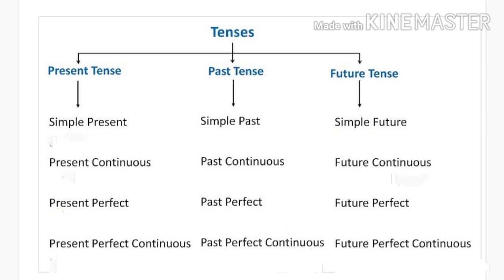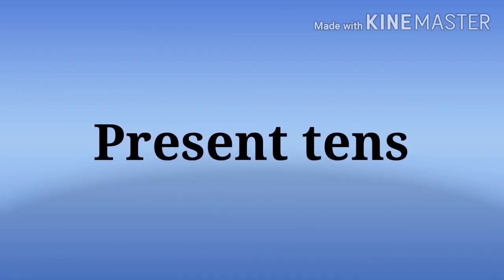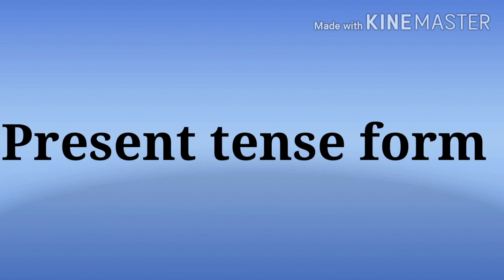In the same way, past tense also has four divisions. That is simple past tense, past continuous tense, past perfect tense, and past perfect continuous tense. Now see the future tense. Here it is also divided into four forms. That is simple future tense, future continuous tense, future perfect tense, future perfect continuous tense. In this video, let us discuss present tense form.